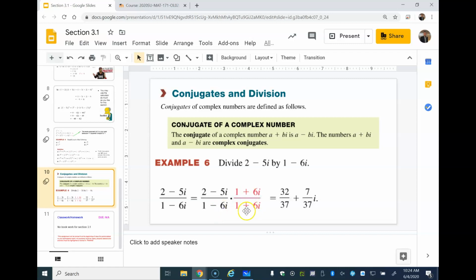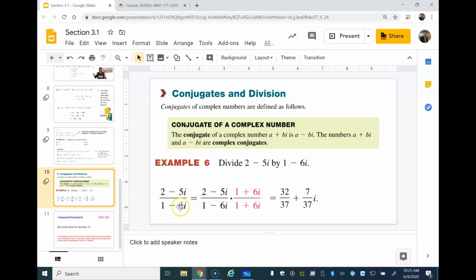So we rewrite it, and make sure whatever you do on the bottom, you also do on top. Once I FOIL all this, I'm going to get 32 plus 7i, and it can be written this way also. If you're doing this in a calculator, again, you have to put parentheses. I know it's not listed here as far as parentheses, but you have to do parentheses.